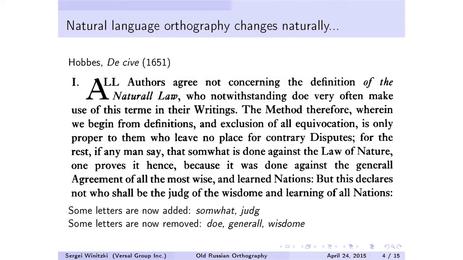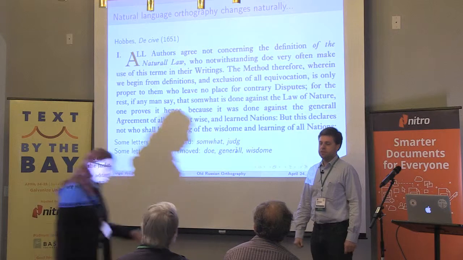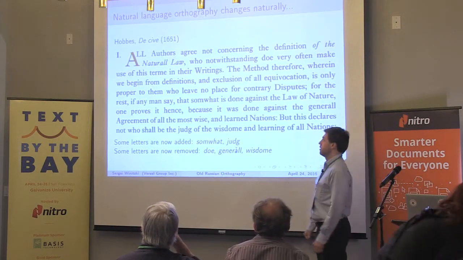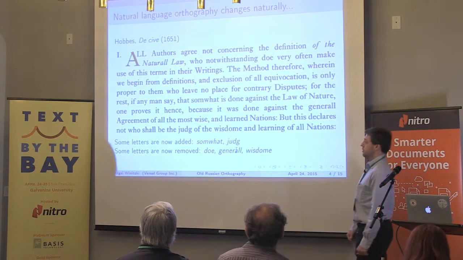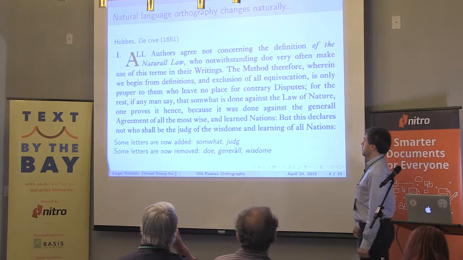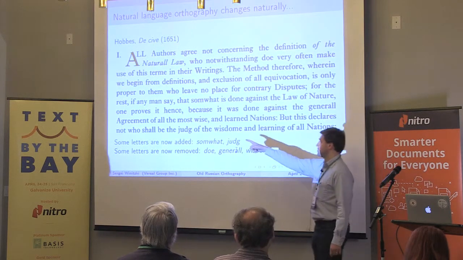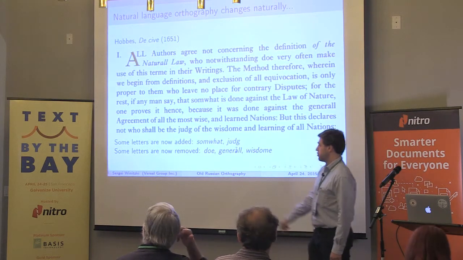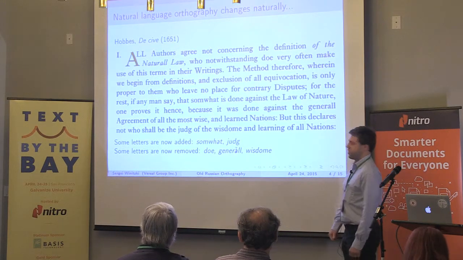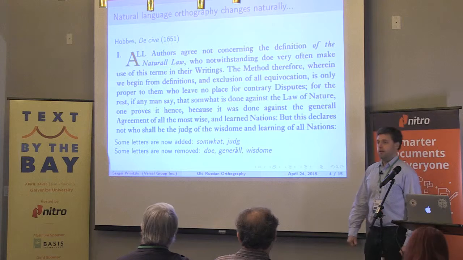Now, it is not unknown that language orthography changes. That's a natural process. Here's an excerpt from a 17th century English text, and if you look at it, you see small changes, such as a double L in natural, or the spelling of the word wisdom with an E at the end, or the word judge without an E at the end. These changes are relatively small.